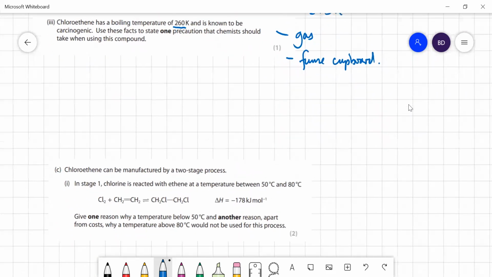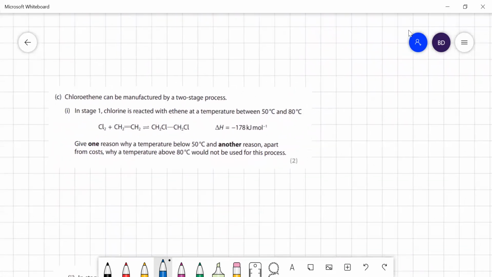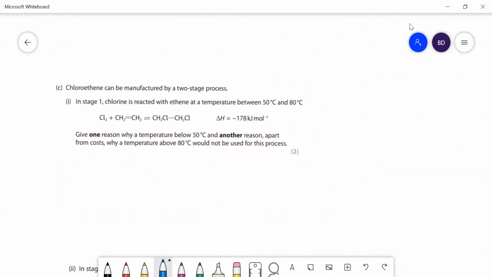Okay, right, chloroethene can be manufactured by a 2-stage process. Chlorine is reacted with ethene at between 50 and 80. One reason why temperature below 50 would not be used: the rate of reaction would be too slow. At low temperature, the rate would be too slow. Now, why not above 80?